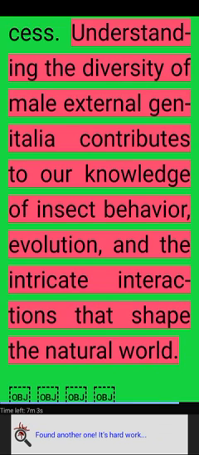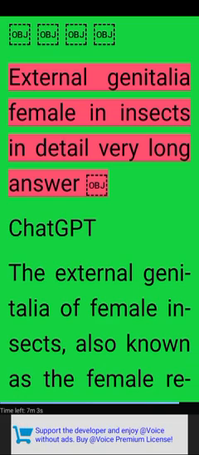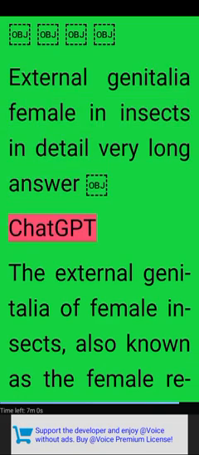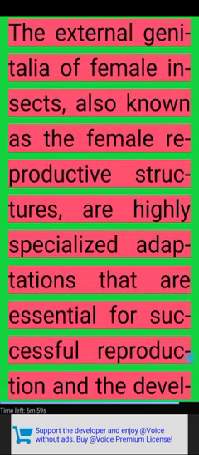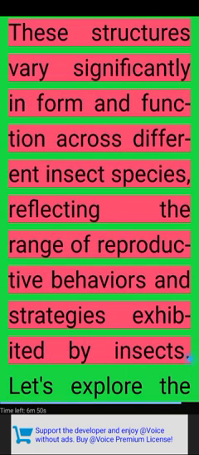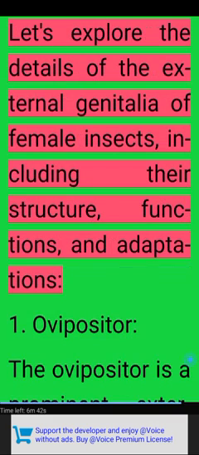External genitalia, female, in insects, in detail. Very long answer. ChatGPT. The external genitalia of female insects, also known as the female reproductive structures, are highly specialized adaptations that are essential for successful reproduction and the development of the next generation. These structures vary significantly in form and function across different insect species, reflecting the range of reproductive behaviors and strategies exhibited by insects. Let's explore the details of the external genitalia of female insects, including their structure, functions, and adaptations.